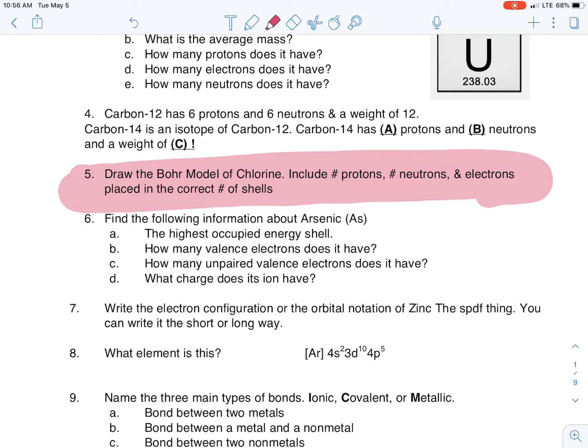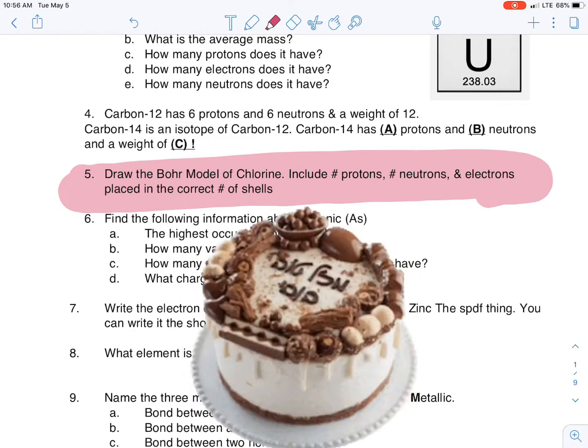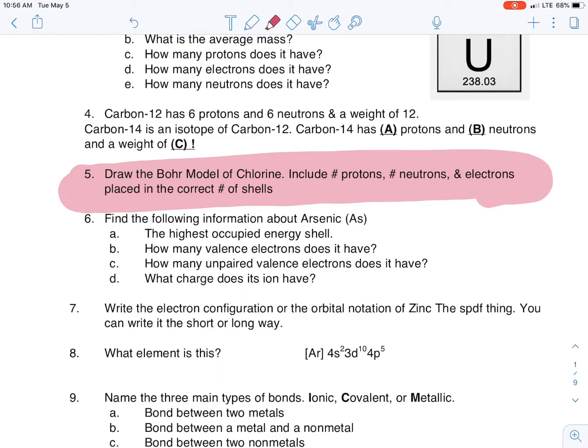Now I add extra to mine. You know what? It's just like if you're making something special, like a cake, you can have just a plain cake, or you can really decorate it up. I like to decorate mine up, make it look nice.